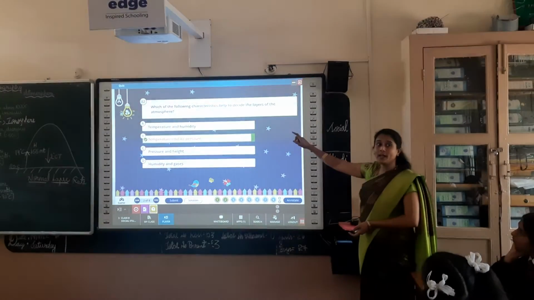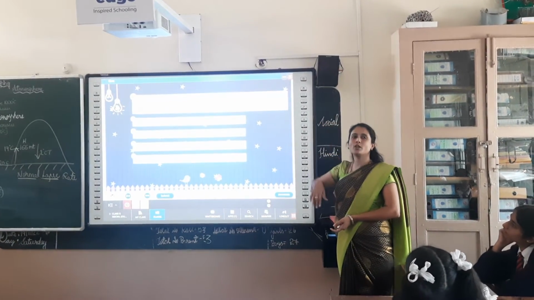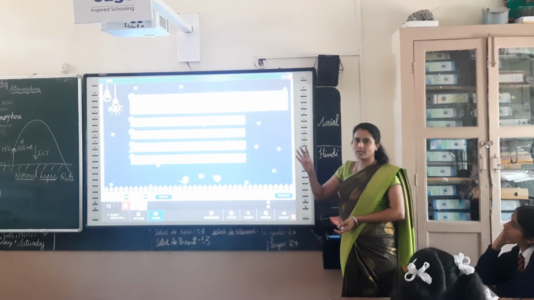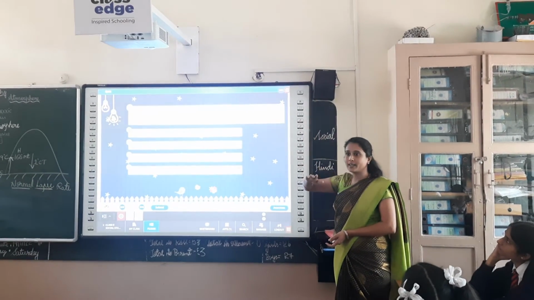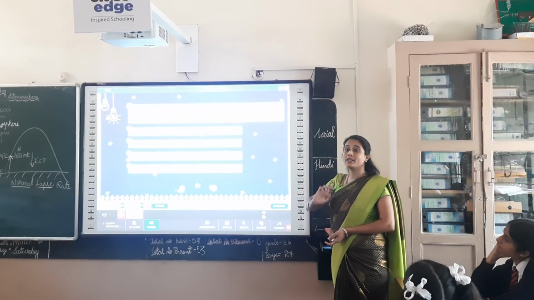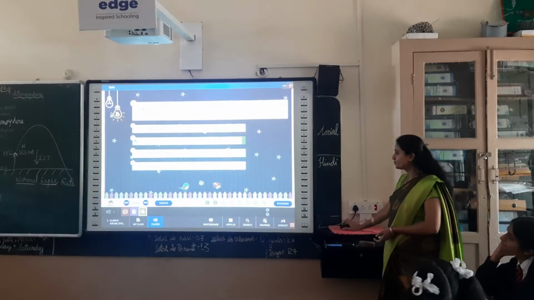See, in every layer I have shown here, the temperature goes on decreasing. How? Based on the pressure. See, vice versa. So whether the temperature goes on decreasing or increasing, based on that climatic condition we were deciding the layers.